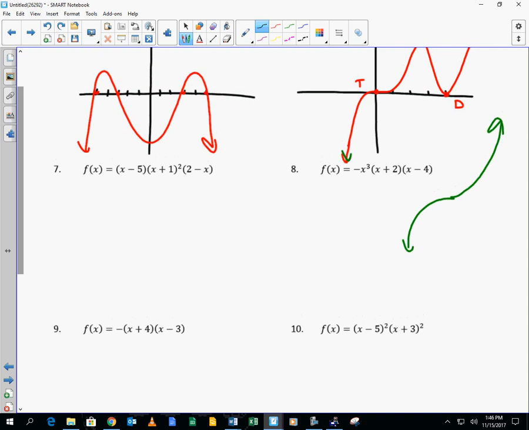And again, I'm not going to try to be too critical, but you need to try to show a little bit of that behavior when you do your graphs. Okay, degree here. 2 more. Fourth, positive or negative? Negative, finishes down, starts down. Good.